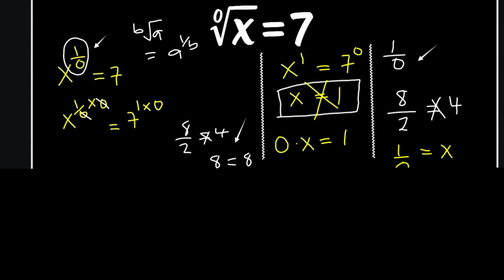But this is not possible. Why? Because we know 0 multiplied by any number, real or complex, will give us 0, which means 0 equals 1. And it is mathematically invalid for 0 to equal 1. $0 cannot equal $1. 0 people cannot equal 1 person. It is not possible. Therefore, it means that what we have done here is mathematically invalid.